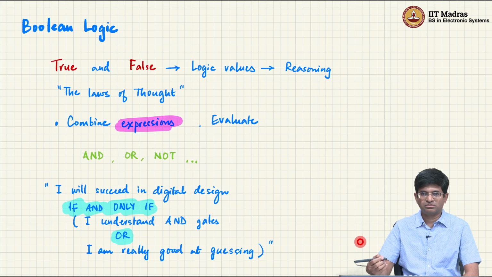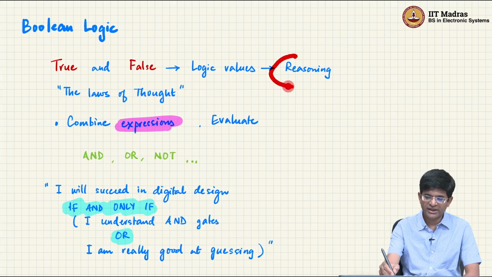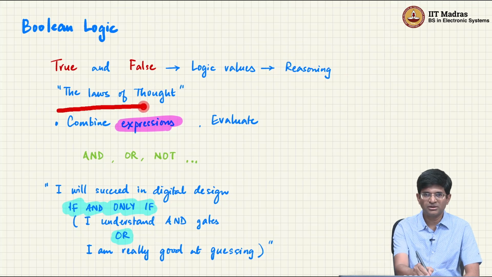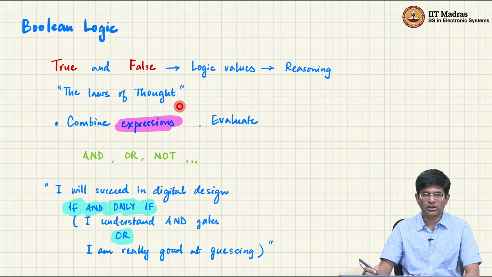Alright, so a number of different concepts that you would have come across in the course on the introduction to digital systems. The very first and foremost is the idea of Boolean logic, right? And Boolean logic essentially deals with the concept of reasoning, right? The entire thing owes its origins to a book written by George Boole in the 19th century, and the title of the book was The Laws of Thought.